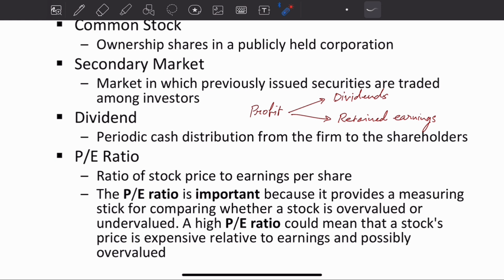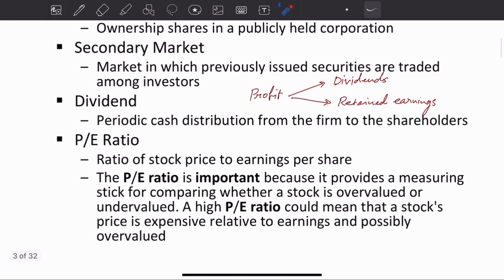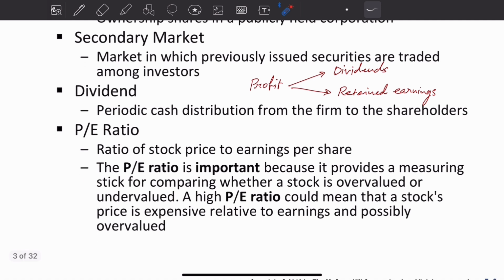Okay? All right. Then we also want to remember the PE ratio. Now, what is the PE ratio? PE ratio is simply the price to earnings ratio. This is a ratio of the stock price to the earnings per share. Okay. Now, the PE ratio is very important because it is used as a simple measuring tool to compare different companies or different stocks.